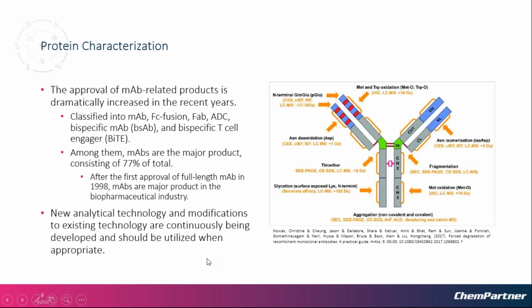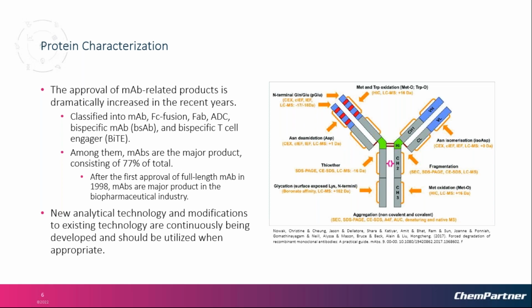The approval of monoclonal antibody-related products has dramatically increased in recent years. Among them, monoclonal antibodies are the major product, consisting of 77% of the total. After the first approval of a full-length monoclonal antibody in 1998, monoclonal antibodies became the major product in the biopharmaceutical industry. The monoclonal antibody products include Fc fusion, Fab, ADC, and bispecific monoclonal antibodies such as bispecific T-cell engagers.